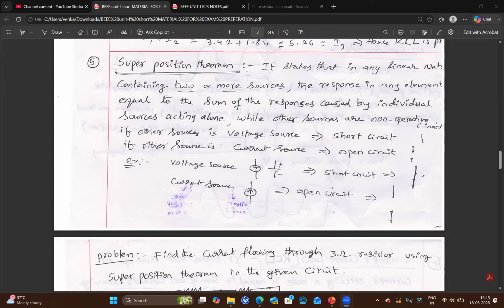It is written and I will explain about that. Now, let us observe the statement of the superposition theorem. It states that in a linear network containing two or more sources, for example, what is a linear network and what is the meaning of two or more sources? Sources means either voltage source or current source.